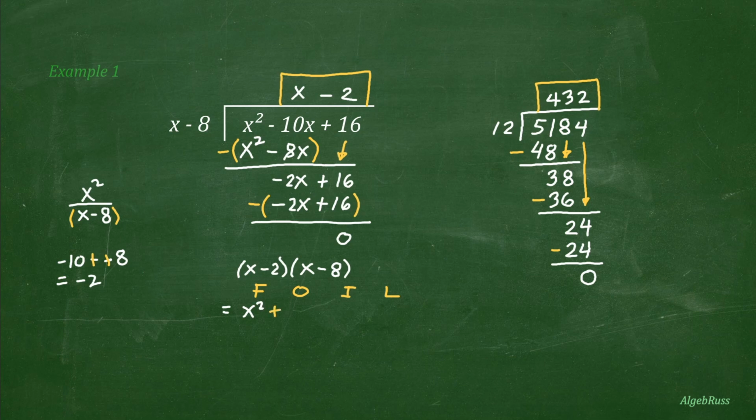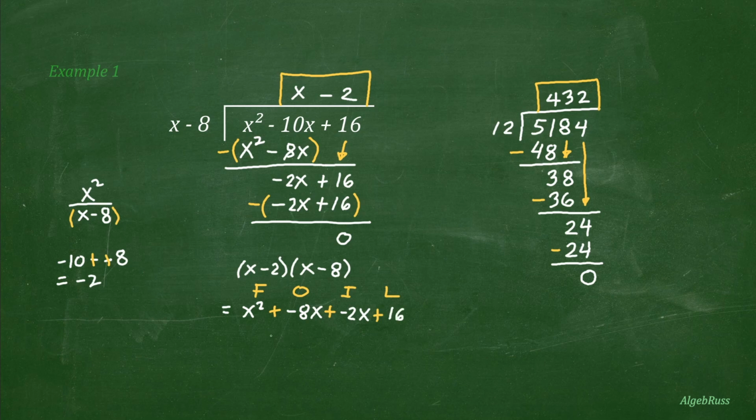And then plus, get the product of the outer terms, which are x and negative 8. So x times negative 8, the outer terms, their product is negative 8x. And then always plus. Next, I stands for inner, which are these two terms. So inner terms, their product, negative 2 times x is negative 2x. And finally, always plus. Multiply these last terms. L stands for last. Negative 2 times negative 8 is positive 16.